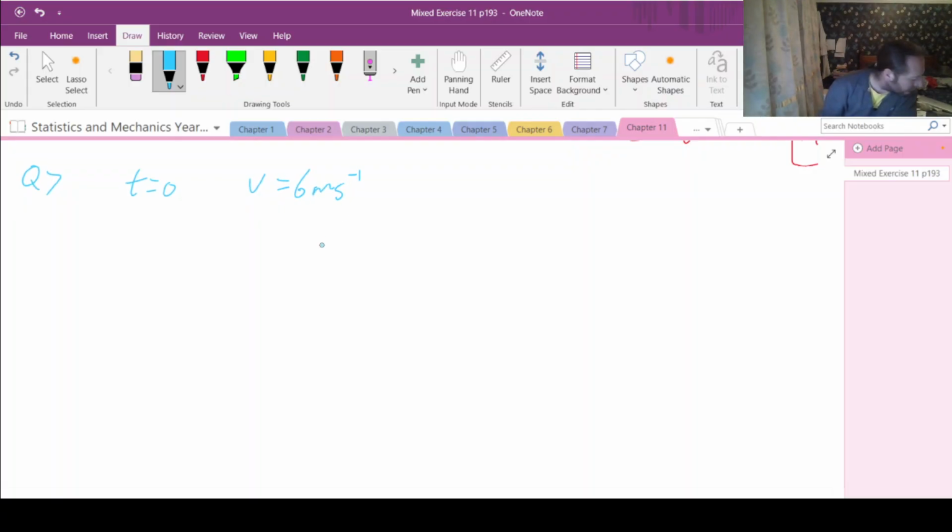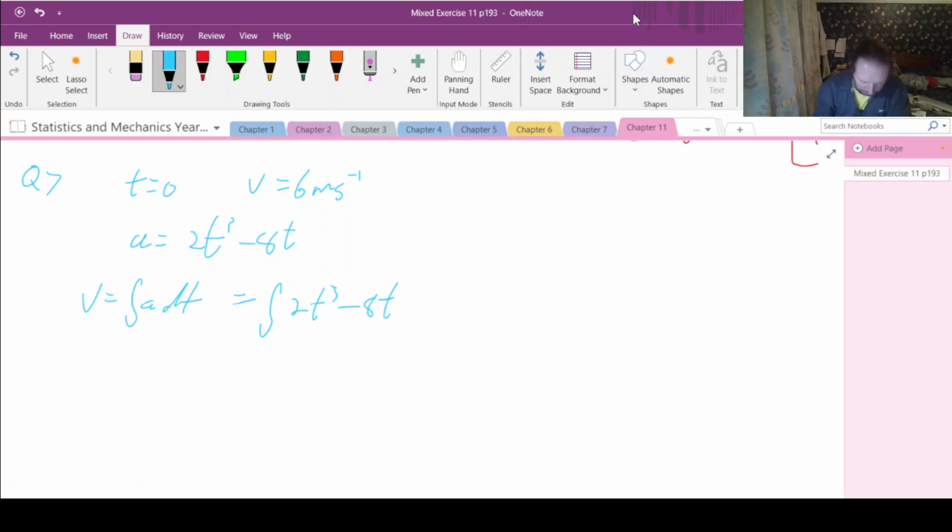The acceleration a of the particle at time t is given by a equals 2t cubed minus 8. So minus 8? No, minus 8t. Find the velocity of the particle at t seconds. So velocity is equal to the integral of the acceleration with respect to time, so it is equal to the integral of 2t cubed minus 8t.